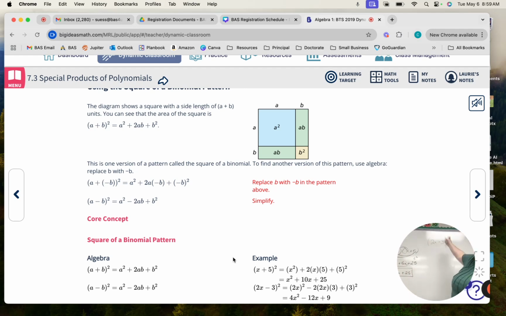So what's my first step here? You write it as 2x minus 3 times 2x minus 3. Yeah, the way they wrote it is weird looking. I would never do it that way. So we're going to do it this way: 2x minus 3 times 2x minus 3.